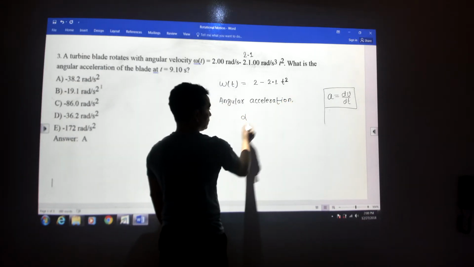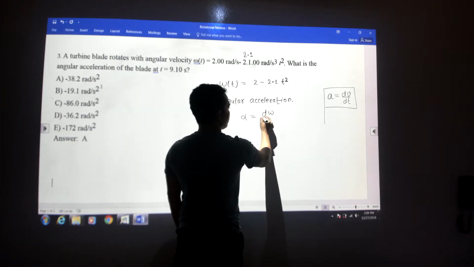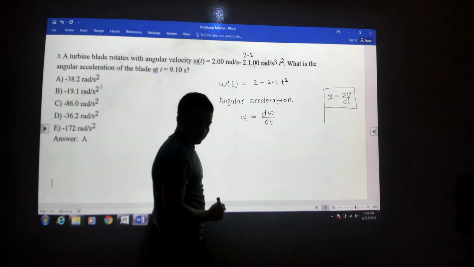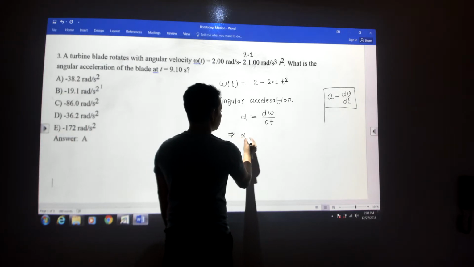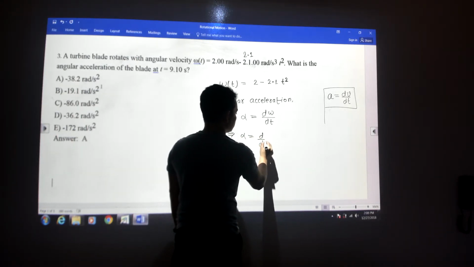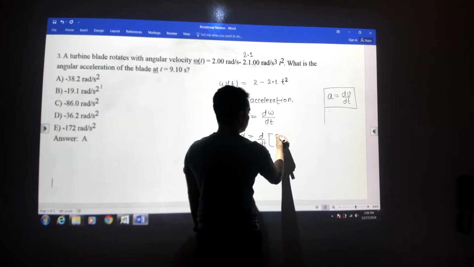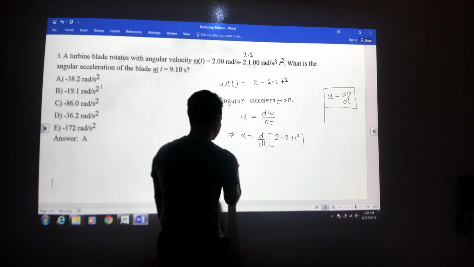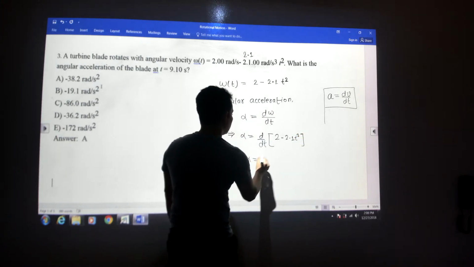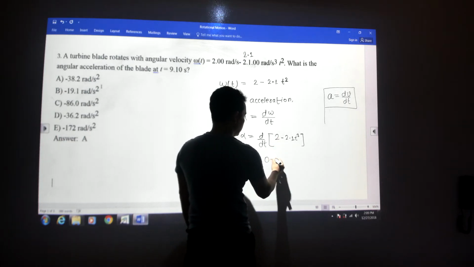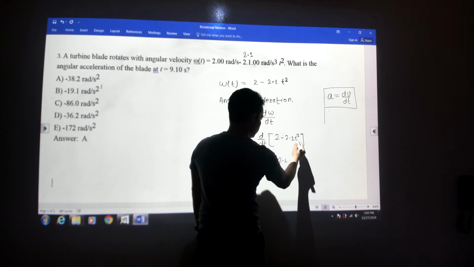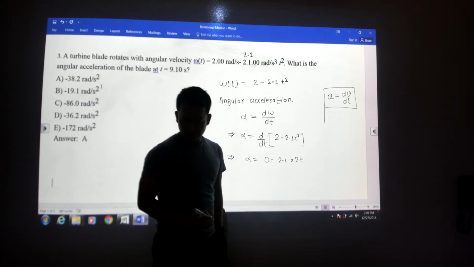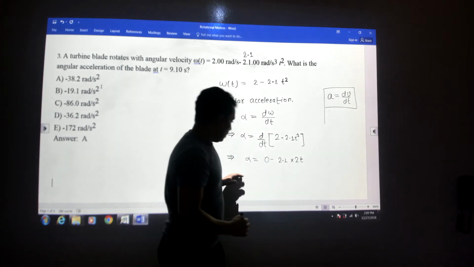is given as alpha, which is the change of angular velocity over time. So you just have to differentiate this one. Omega is 2 minus 2.1 t squared. So this is a constant, so this is 0 minus 2.1 times 2t. Okay. So just plug in all the values here.